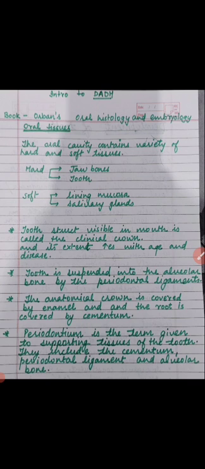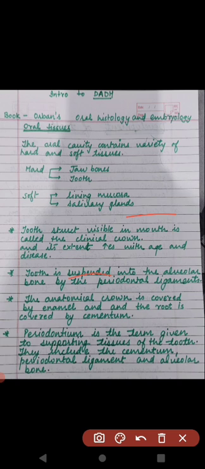and salivary gland. The tooth structure visible in the mouth is known as the clinical crown. Now, what is the clinical crown? Clinical crown actually is a tooth structure which is visible to the normal eyes. The clinical crown doesn't actually determine the actual length of the crown, because that is known as the anatomical crown, which could be way longer than what is visible in the mouth.